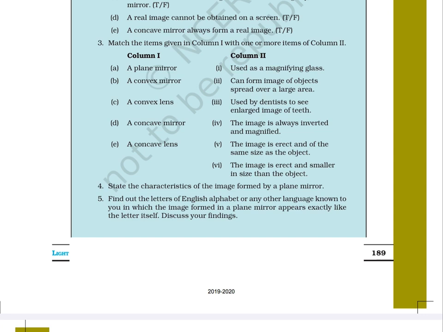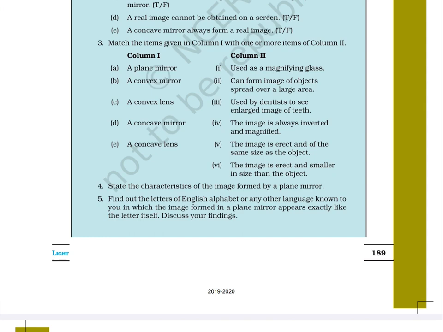4. State the characteristics of the image formed by a plane mirror. 5. Find out the letters of English alphabet or any other language known to you in which the image formed in a plane mirror appears exactly like the letter itself. Discuss your findings.